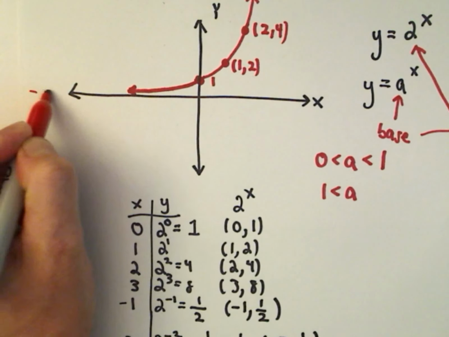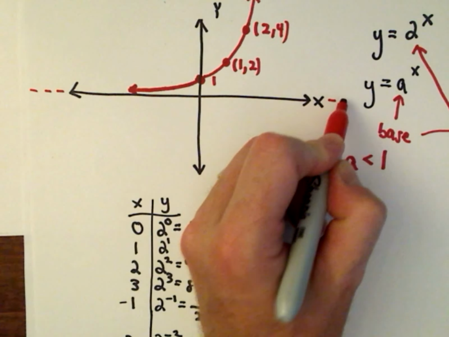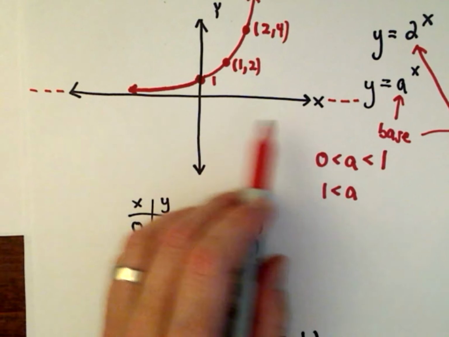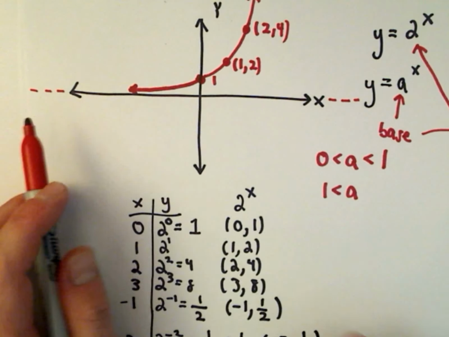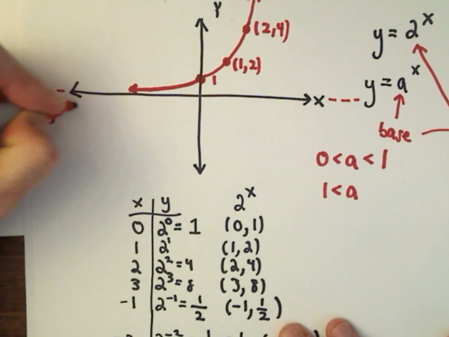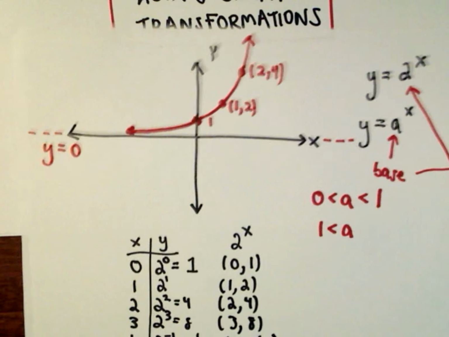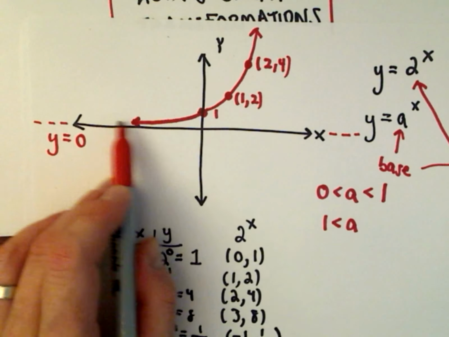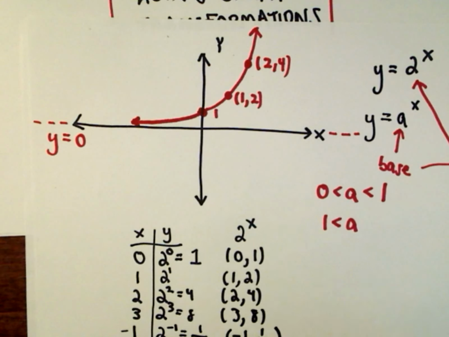So a lot of times when they ask you to graph these, they'll ask about the asymptote. In this case, our exponential function has a horizontal asymptote, and our x-axis, recall, we can write that as the line y equals 0. So on the left side, we have this horizontal asymptote. On the right side, well, it's just going to spike off to infinity.